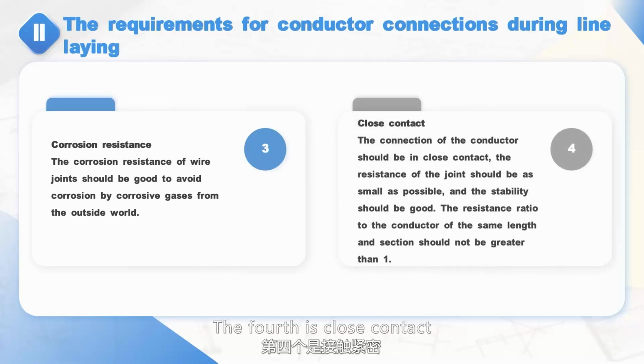The fourth is close contact. The connection of the conductor should be in close contact, the resistance of the joint should be as small as possible, and the stability should be good. The resistance ratio to the conductor of the same length and section should not be greater than 1.